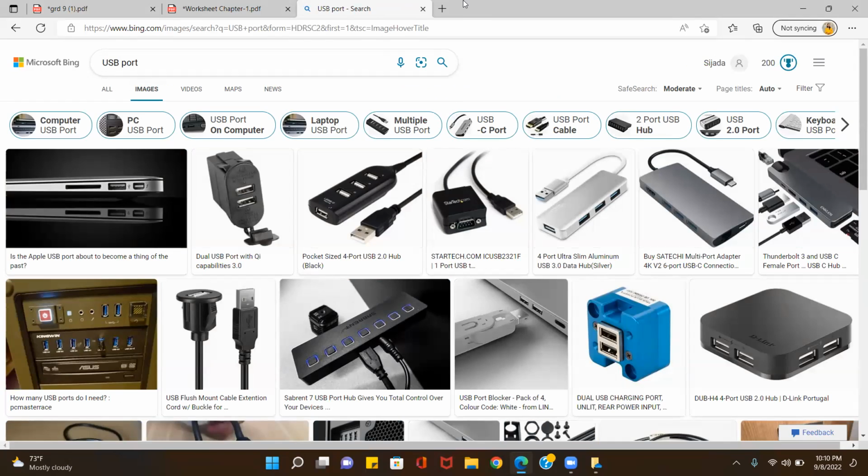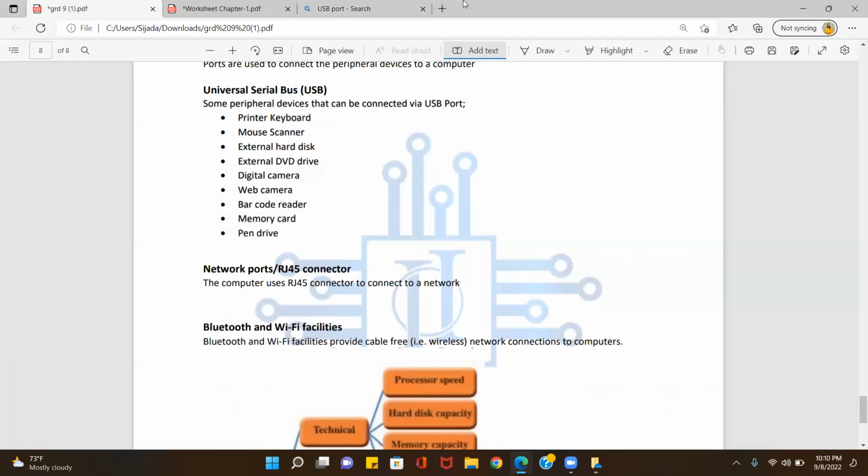So why do you need to check whether a USB port is there in a laptop as well as in a computer? Because you can connect a lot of devices to this USB port, like printer, mouse, keyboard, web camera, everything you can connect, right? Scanner, yes, a lot of devices. In my home, we have connected the printer, mouse, keyboard, everything to the USB port only. So it's necessary to check whether there is a USB port.